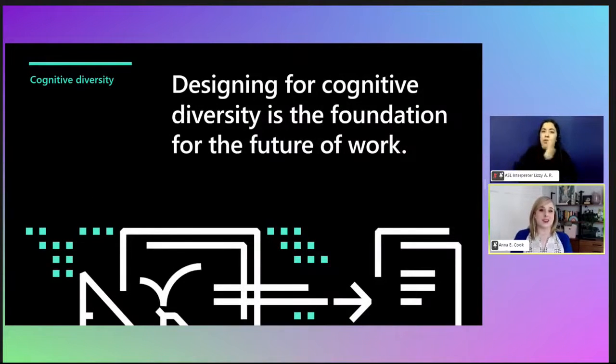Designing for cognitive diversity is the foundation for the future of work, regardless of industry. As technology expands, we must consider what it means to create experiences that adapt to people along the emotional and functional spectrum. To do this effectively, while also fostering creativity, innovation, and competitive advantage, we must consider cognition and start with human needs, not technological capabilities.